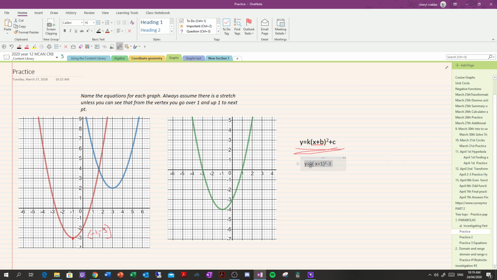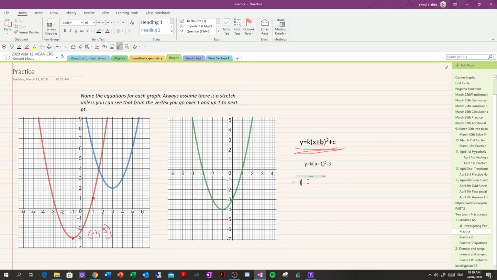Now I've got to find k. But to find k, you need a point off the graph. Often they will give you one, but in this case, I can go to probably 1 and 1 and use that as my point. That looks like a fairly safe point to use. You want to use something that you're pretty comfortable with. You could maybe use the y-intercept here at 0 and -2, but I'm going to use 1 and 1.